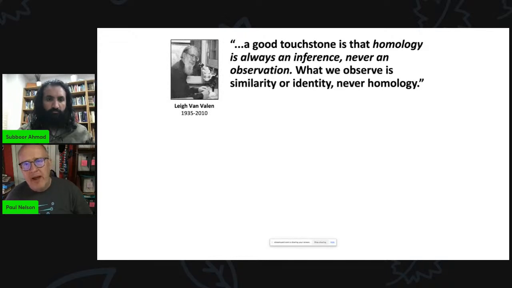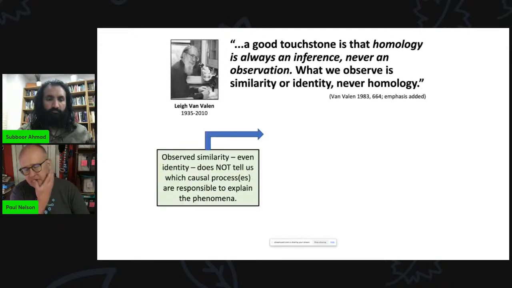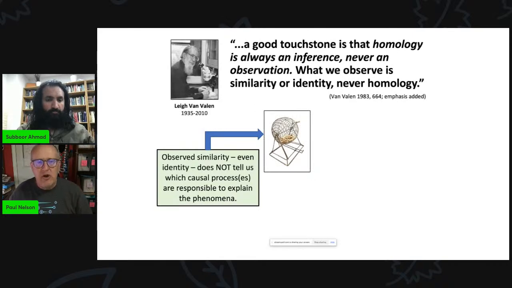So a mentor of mine, Leigh Van Valen, said in an interesting publication in Nature in 1983, homology, that inference to common ancestry, is never something we observe, or very, very rarely. What we observe is similarity or identity, never homology, and we infer homology. Now, at a deeper level, what you need to keep in mind is we observe similarity, even identity. That multiple sequence alignment had regions of absolute identity of nucleotides from one sequence to the next. That does not tell us what causal process is responsible to explain the similarity we observe.